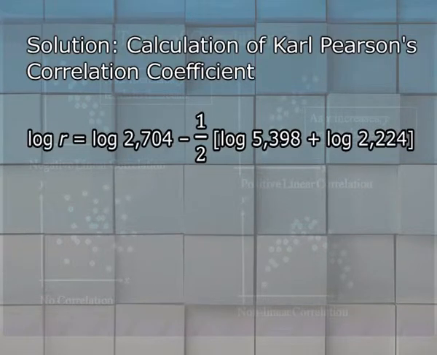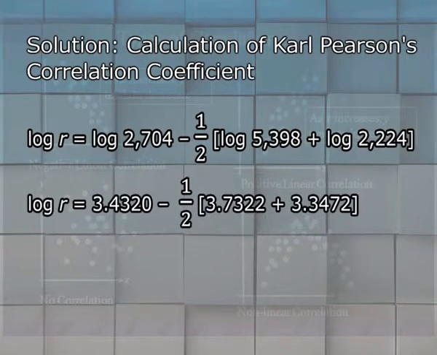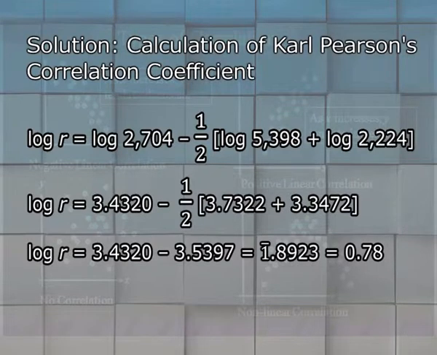So now we are taking the log on both the sides. We have log of r equals log of 2704 minus 1 by 2. In the bracket we have log of 5398 plus log of 2224. So that gives us log of r equals 3.4320 minus 1 by 2. In the bracket we have 3.7322 plus 3.3472. That gives us log of r equals 3.4320 minus 3.5397. So that finally gives us 1 bar 0.8923. So that is giving you 0.78. So this is the answer.